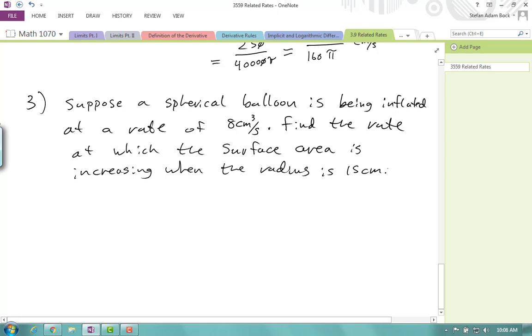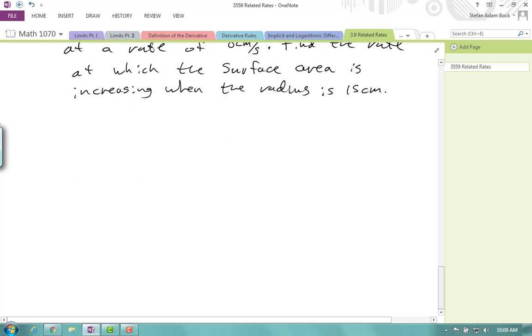Suppose a spherical balloon is being inflated at a rate of 8 cubic centimeters per second. Find the rate at which the surface area is increasing when the radius is 15 centimeters. This one's a little weird because we don't necessarily have an equation directly linking the volume and the surface area at the same time. But we'll go ahead and draw our picture.